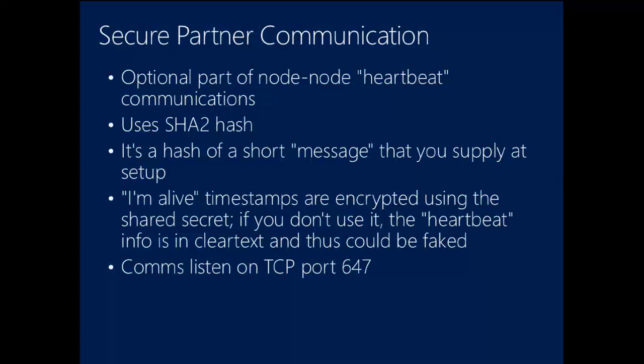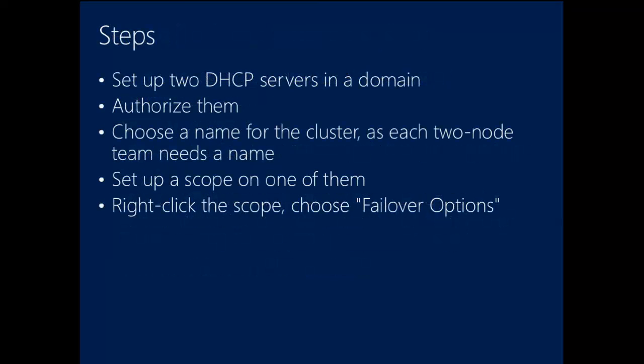Also, the back and forth chatter, the "are you alive?" "Yes, I am." We don't want someone to be able to spoof that, because I could stick a bogus DHCP server in by just spoofing communications and shutting another machine off. So what we're going to do instead is use a shared secret to sign the back and forth communications. And it's super simple. It's just a shared secret. You can't set it up for certificates or Kerberos or any of that kind of stuff. And these communications work on TCP port 647.